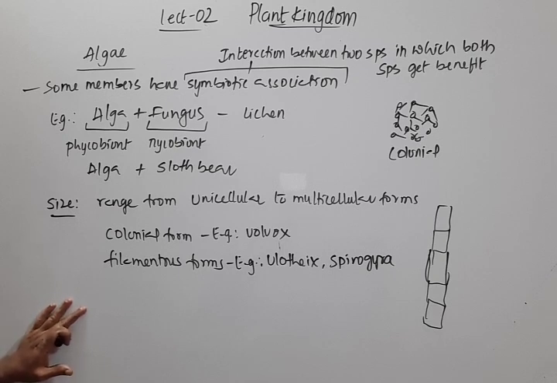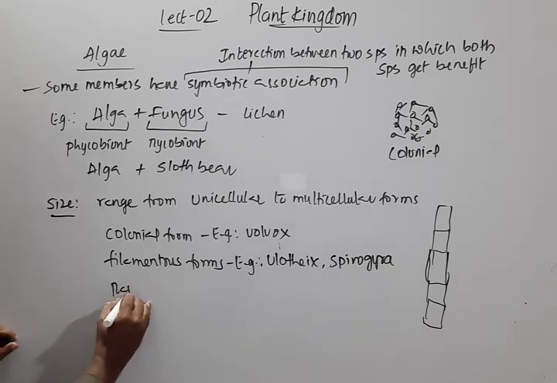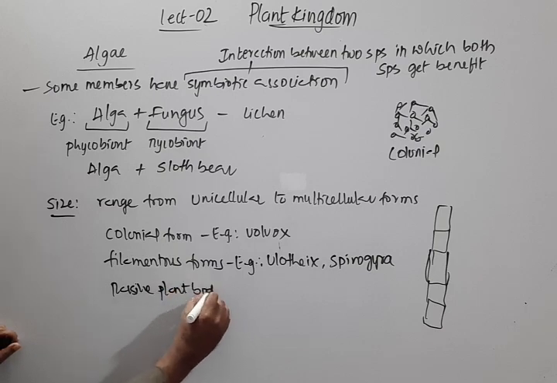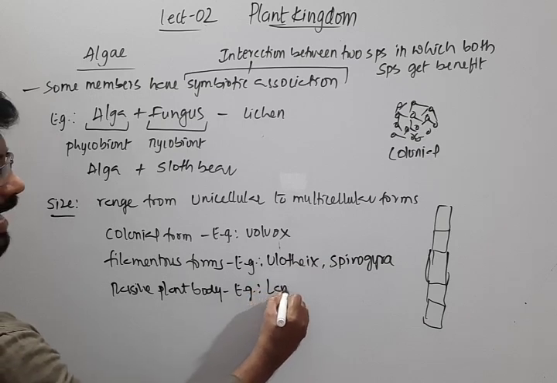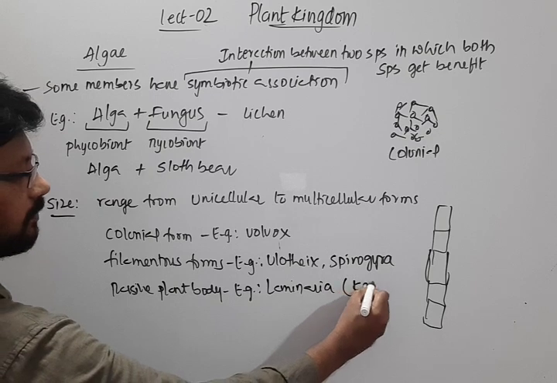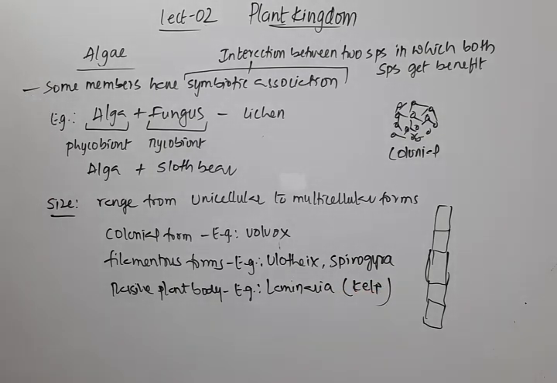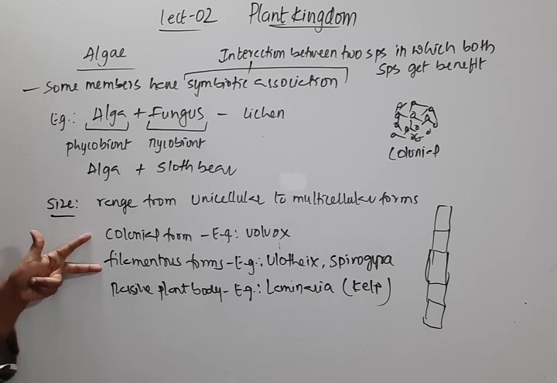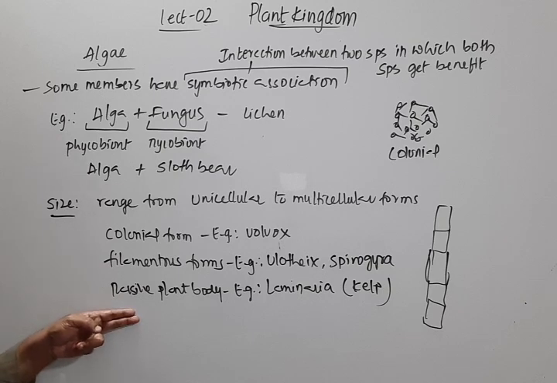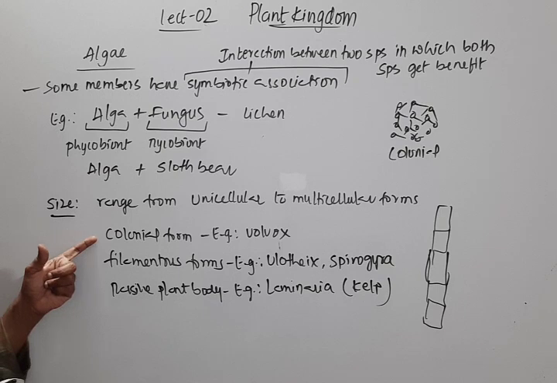And some of them can form massive plant bodies, that we can see in case of Laminaria. This is commonly called kelp. Kelps can form very huge bodies, growing several feet or meters. They really grow very tall and big, that's why we call it massive plant bodies. These are simpler forms, colonial, and they are microscopic to macroscopic. Kelps are macroscopic, very big, and the colonial forms like Volvox, Spirogyra, we require a microscope to see them. So they range from microscopic to large plants. This is about size in the group algae.